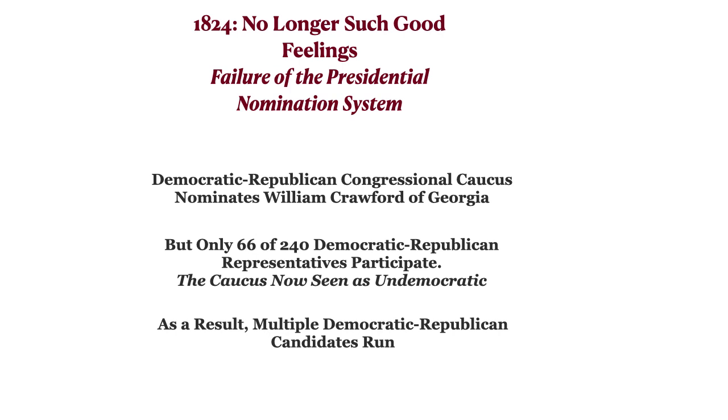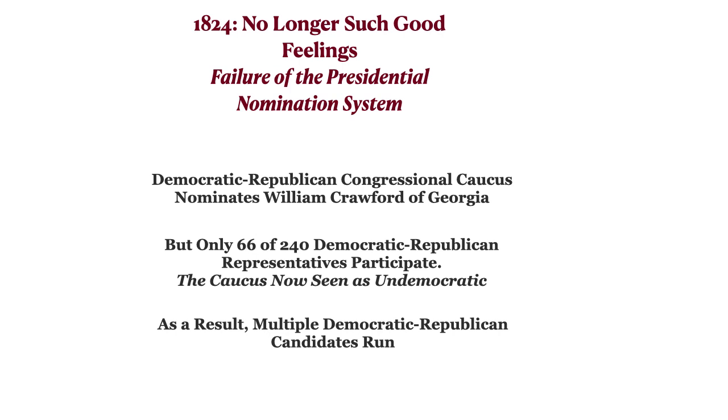And in 1824, the Democratic Republican Congressional caucus nominated William Crawford of Georgia. I'll talk about him next time. He was favored by Madison and Jefferson, who still have quite a bit of influence, although Jefferson is only going to live a couple more years. But it didn't work, because only 66 of the 240 Democratic Republican representatives in Congress chose to participate. Why did the rest not?